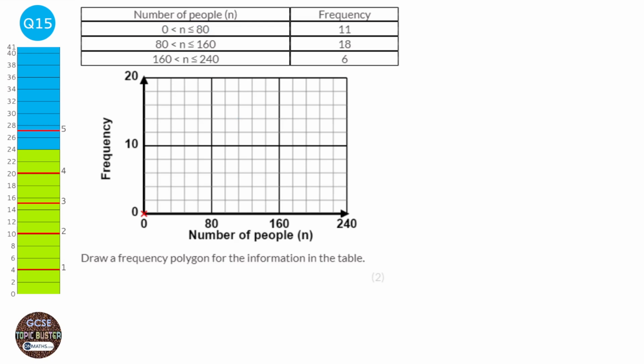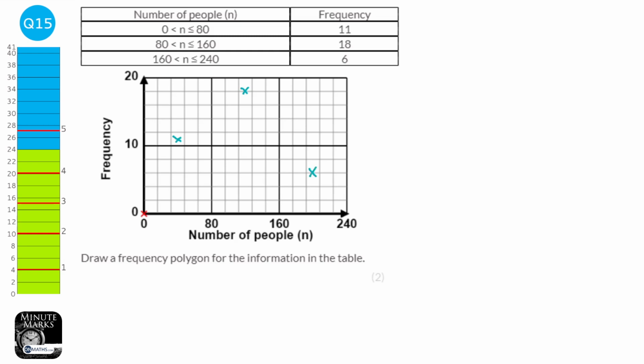So what we do is we find the midpoint, the halfway point between 0 and 80, which is obviously 40, and we plot our coordinate there. So it seems to be going up in 2s, so it would be there. So that's at 40, 11, the coordinate. Our next one, we plot at the midpoint again, which would be 120, and it's just halfway between 80 and 160, and it's 18 high, so it would be up here. And then the final one is at 200, and it will be 6 high, so 200 is halfway, and we're looking at 6 high, so it will be here.